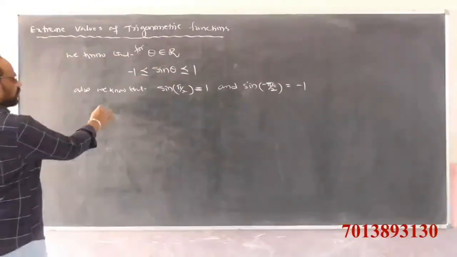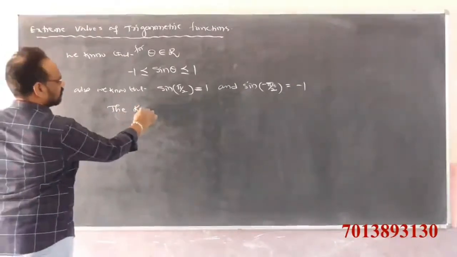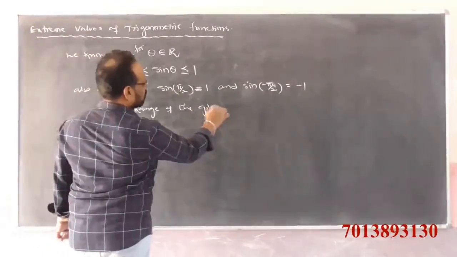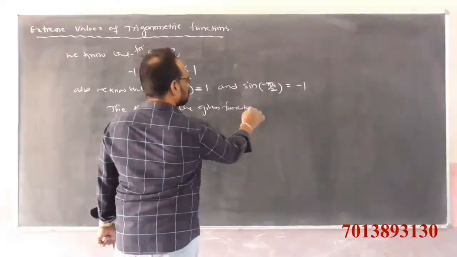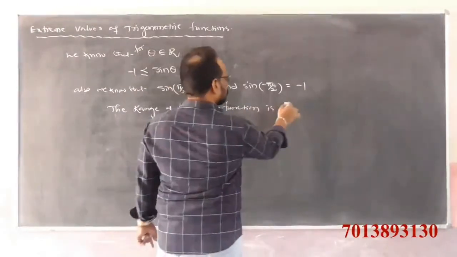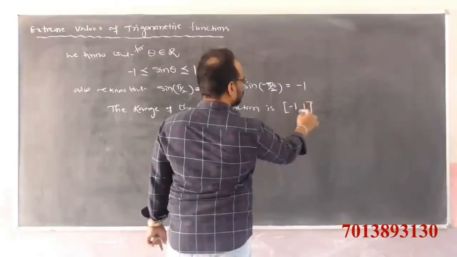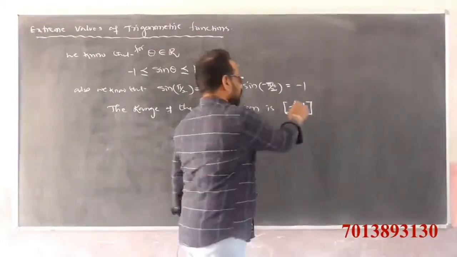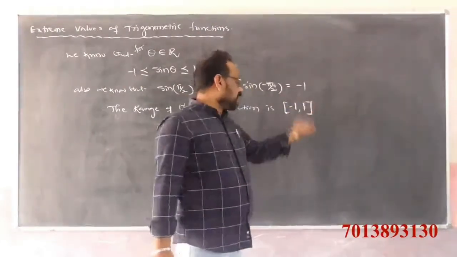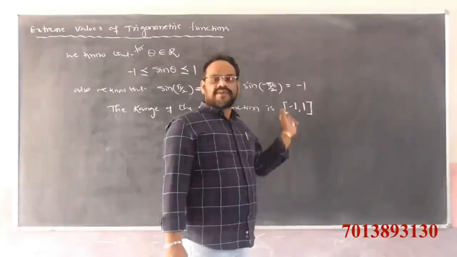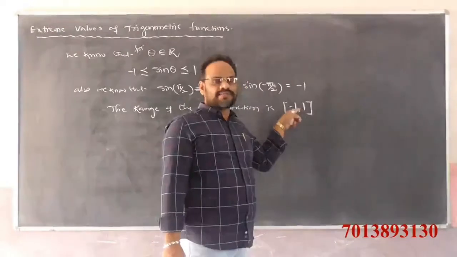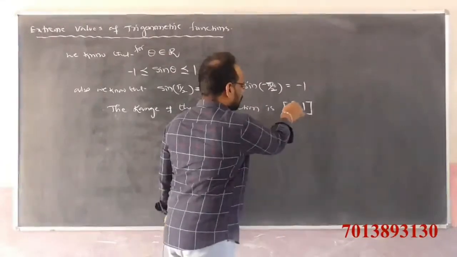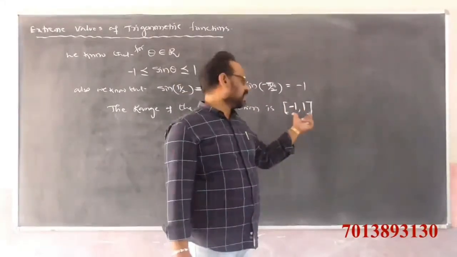Therefore, the range of the given function is the closed interval minus 1 comma plus 1. Closed interval means minus 1 and plus 1 are included, and the numbers in between. So the range of the sine function is the closed interval from minus 1 to plus 1.